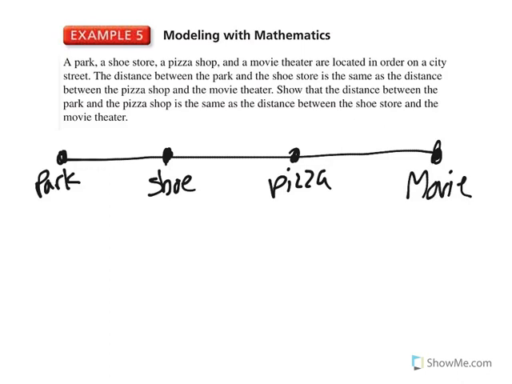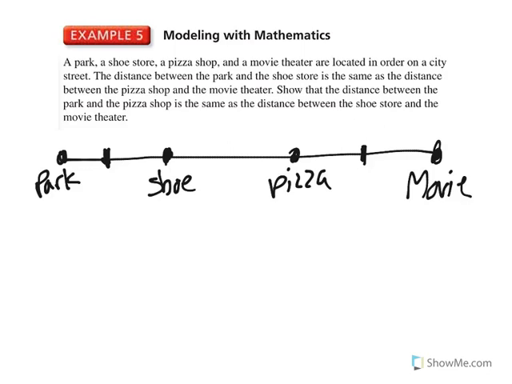It tells us in our little statement here, the distance between the park and the shoe store is the same as the distance between the pizza shop and the movie theater. So the park and the shoe store, I'm going to put a tick mark here. And then between the pizza shop and the movie theater, a tick mark here. And it wants us to show that the distance between the park and the pizza shop is the same as the distance between the shoe store and the movie theater.